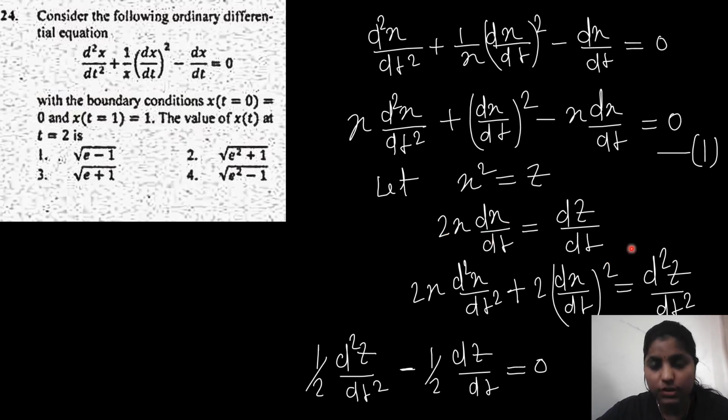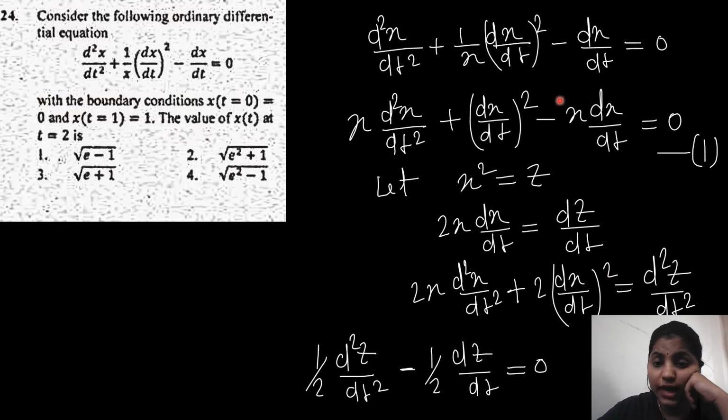So after differentiating it, you will get 2x dx by dt is equal to dz by dt. Again differentiate it, you will get this kind of form. And this is something like d2x by dt square plus dx by dt whole square.